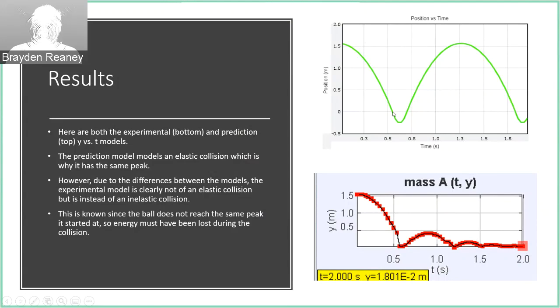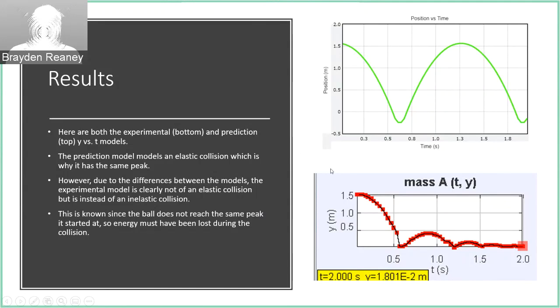There was an error. Not necessarily an error, but I just couldn't figure out how to keep it at exactly 0, but I'll talk about that later. That's not super important for the model. The prediction model models an elastic collision, which is why it has the same peak. And you can see here, if I extended it, it has the same exact peak at a little bit over 1.5, which is exactly where I dropped it from.